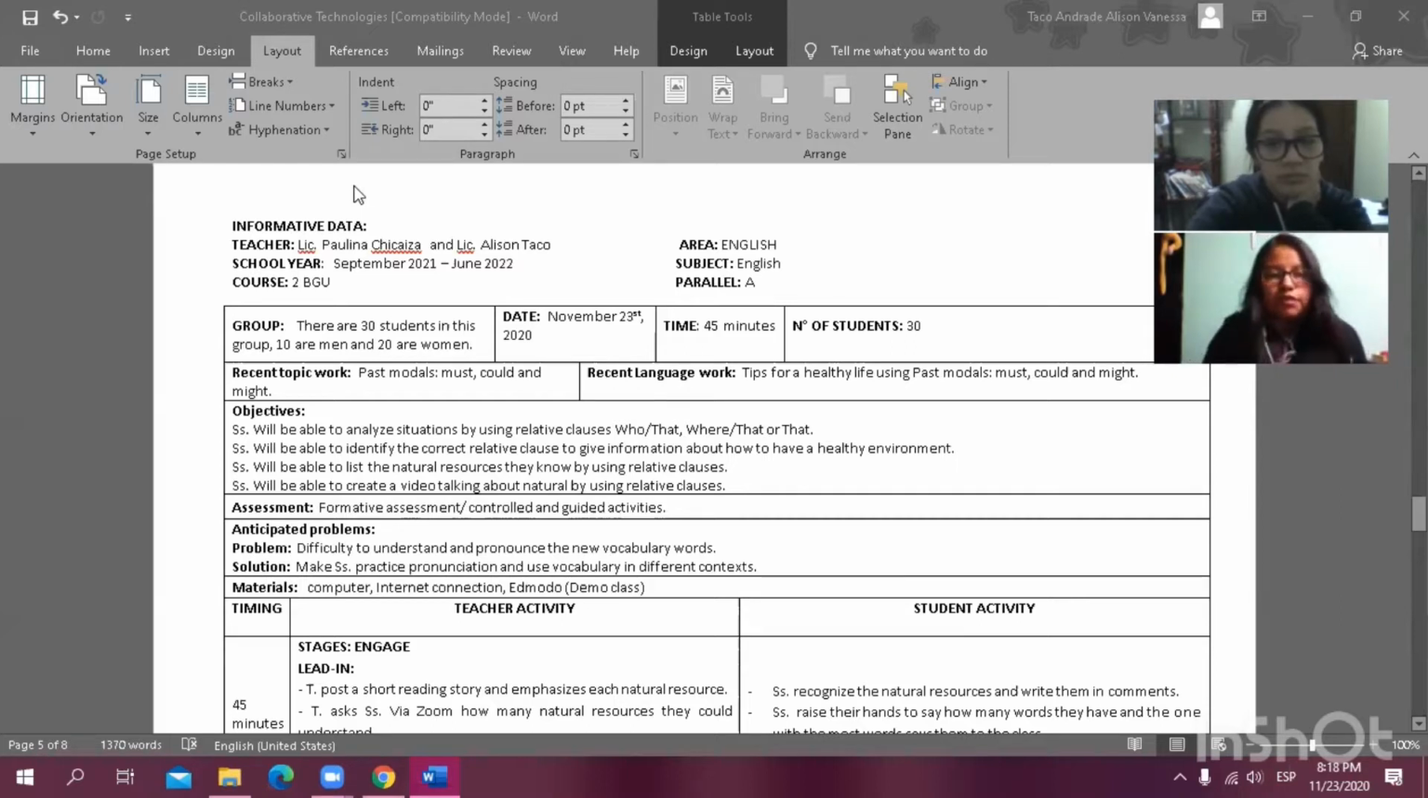Some objectives for this lesson plan are: students will be able to analyze situations by using relative clauses who, that, where. Students will be able to identify the correct relative clause to give information about how to have a healthy environment. After that, a student will be able to list the natural resources they know by using relative clauses. And finally, a student will be able to create a video talking about natural resources by using relative clauses.